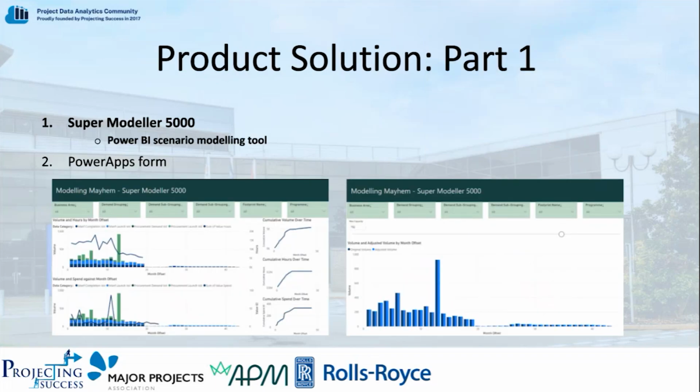Solution. Yep, this is the dashboard that we ended up creating in Power BI. We called it the Super Modeler 5000. If you look on the left hand side, on the left visual, you'll see how we've visualized the footprint output from SAP. So we have the demand loaded against the month offset, and on the right hand side of the left hand visual, you can see the cumulative volume, hours and spend over time. All of this is filterable by the filter panel at the top, by business area and by demand grouping, and essentially it gives us a view of what our current plan is at the minute.